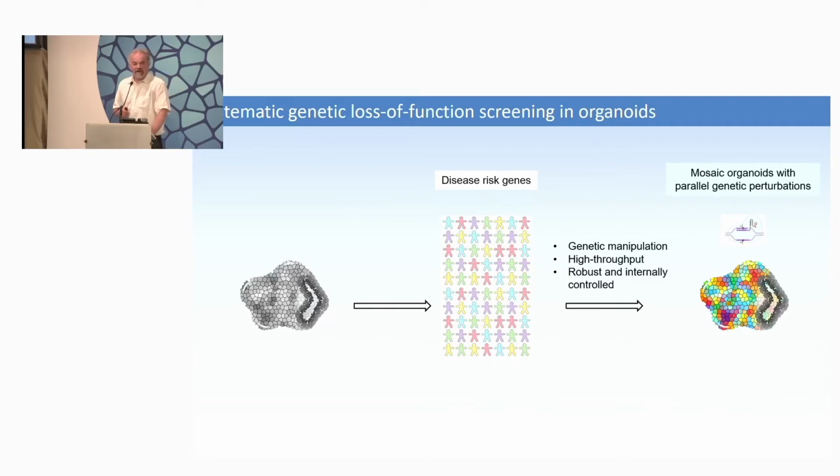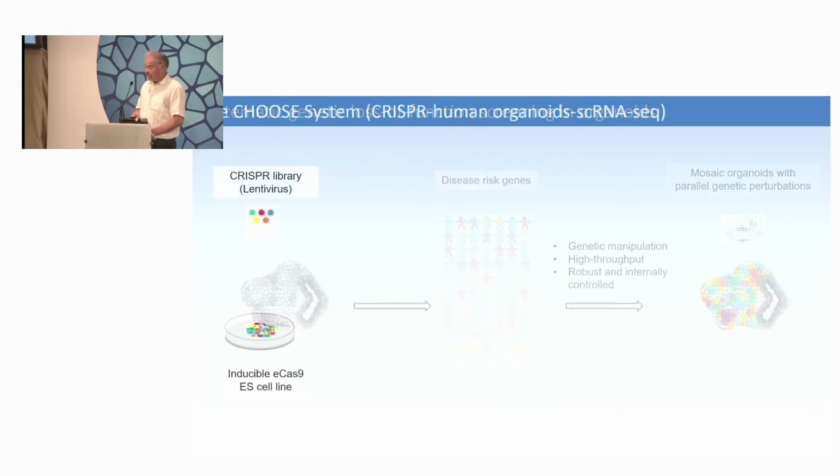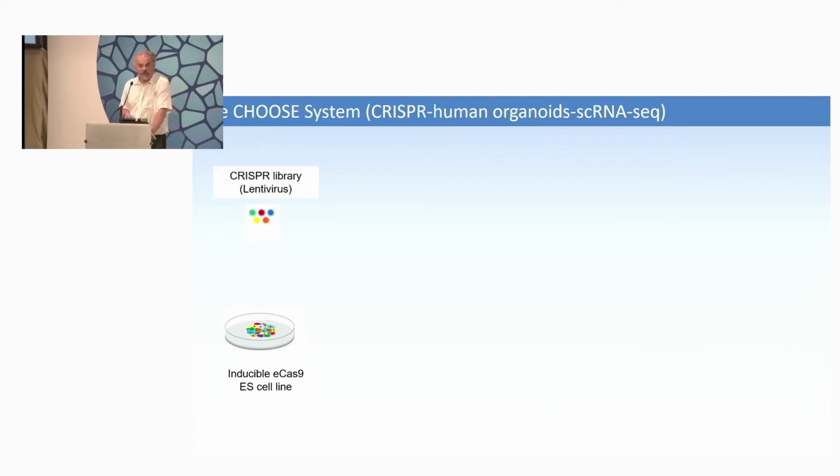And when I say we, I'm talking about Chong Li, who is a postdoc in my lab and is actually here in the audience, and all of this is a very fruitful collaboration with the laboratory of Barbara Treutlein. In order to do this, we developed the so-called CHOOSE system, which uses two genetic tricks.